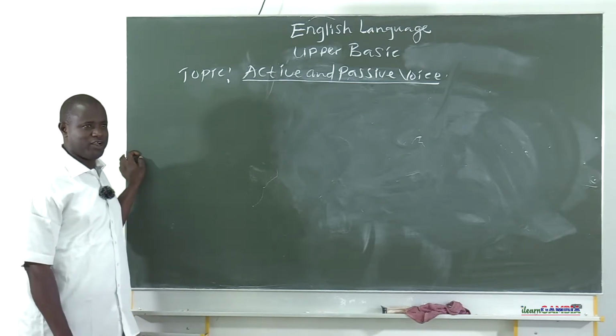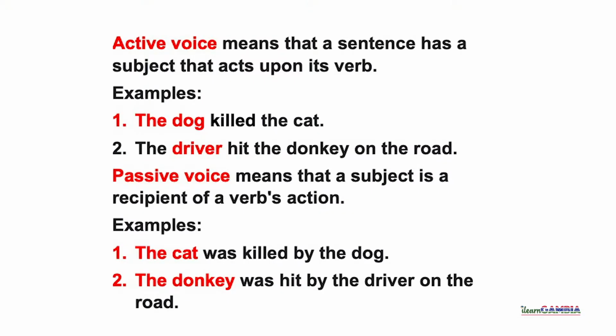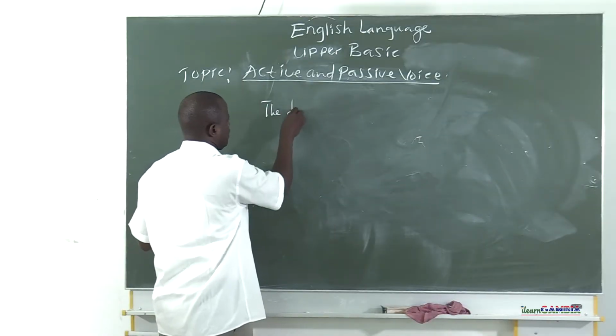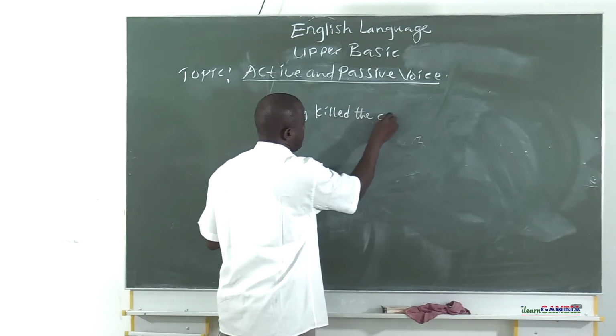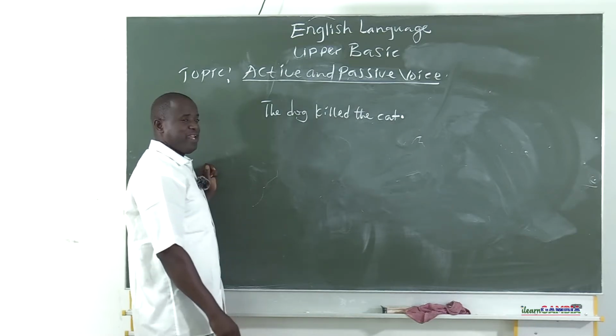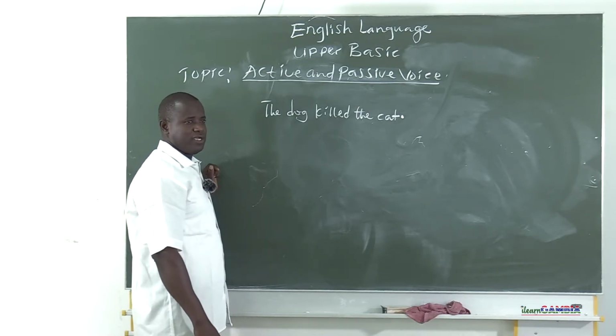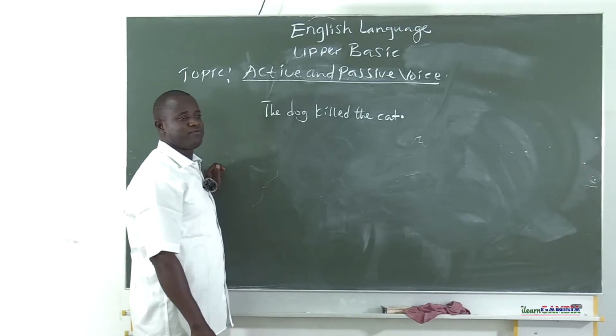What do we call active voice? Active voice means that a sentence has a subject that acts upon its verb. For example, the dog kills the cat. Now get this example now. The dog killed the cat. So this sentence is in active voice. How? Because the subject acts upon its verb.